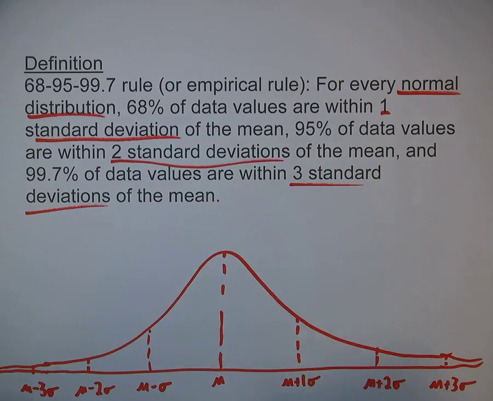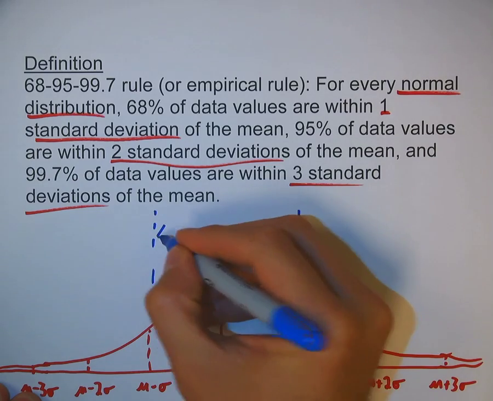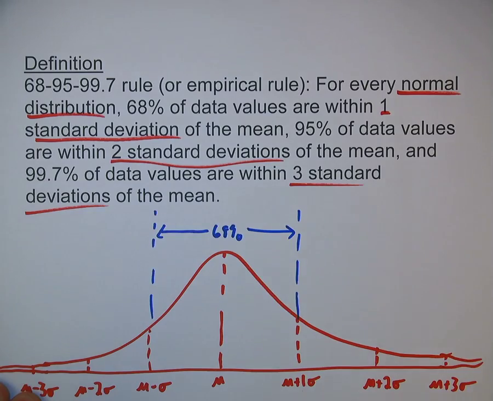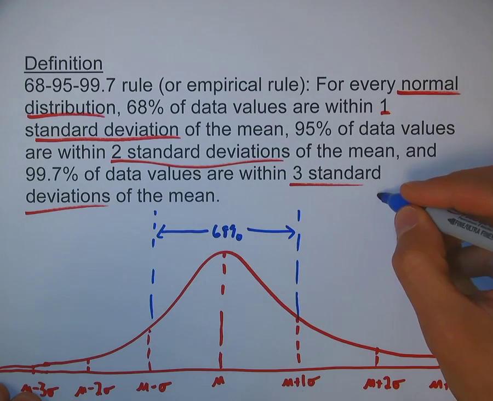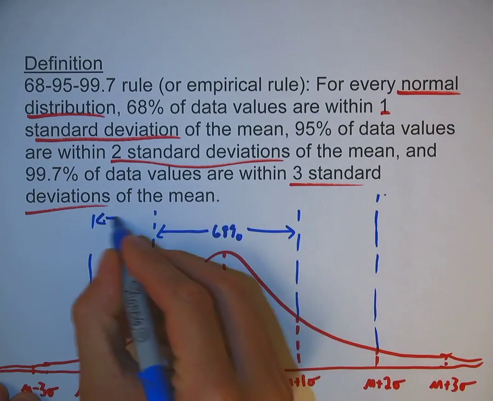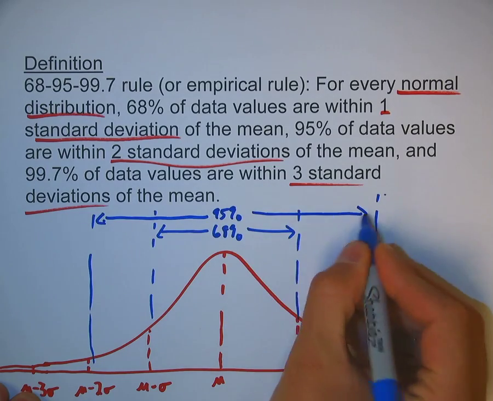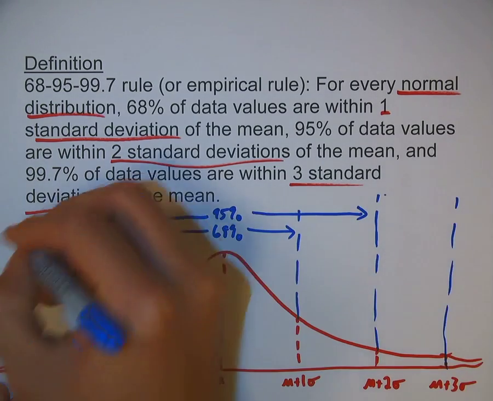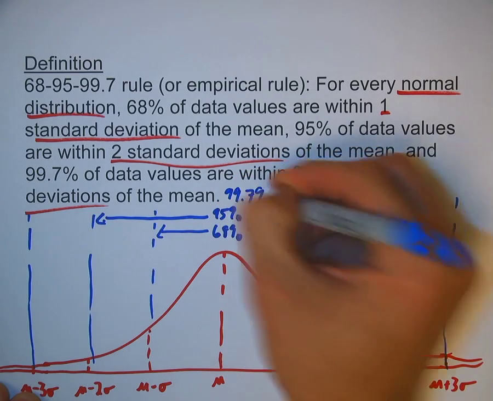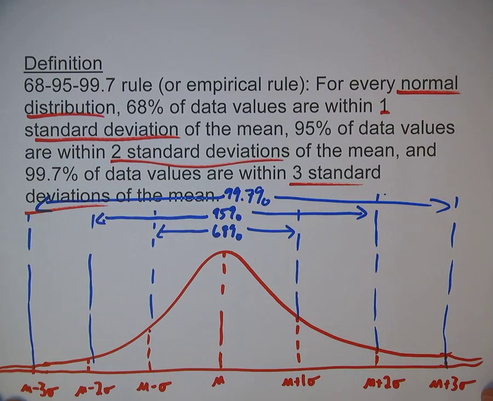Now, if we continue to mark these off, I'm going to extend my lines here. Within one standard deviation, we're going to have 68% of our data. Okay, within two standard deviations, I'm going to mark those lines here. We're going to have 95% of our data. And if we go all the way up to three standard deviations, that's almost all of the data, 99.7%. Okay, so that marks it out like that.